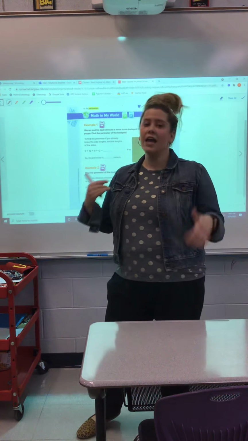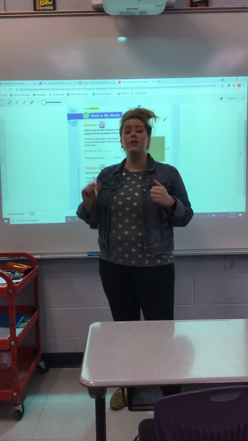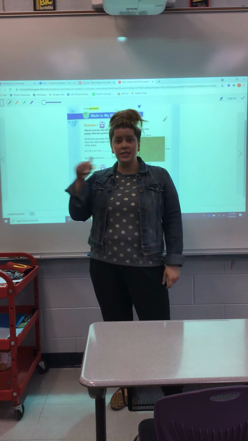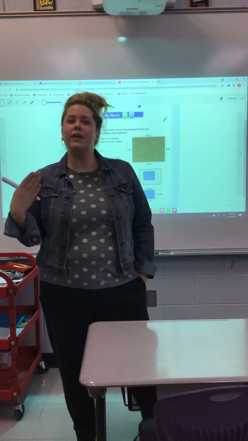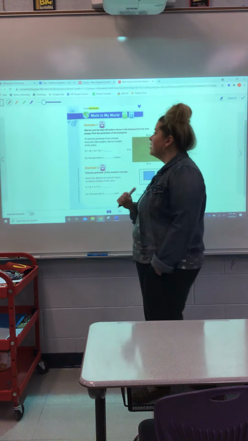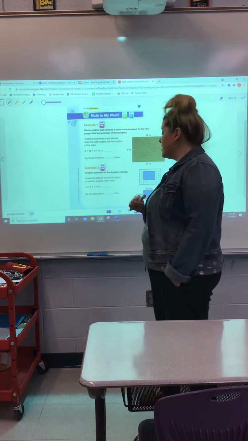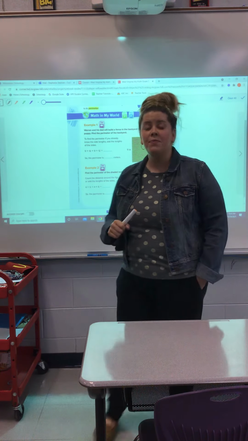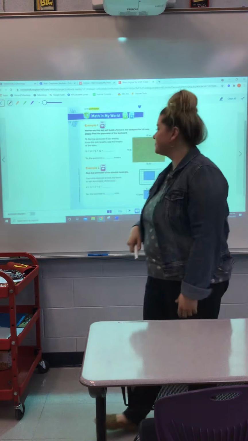So first, let's kind of review a way that we did it yesterday, okay? Let's remember that perimeter is the distance around the outside of a shape. So think of perimeter like a fence around a yard, okay? It's just the outside. So let's look at example 1. Make sure that you have your workbook and that you're on page 759. If you're not, pause the video, go grab it, and then come back.